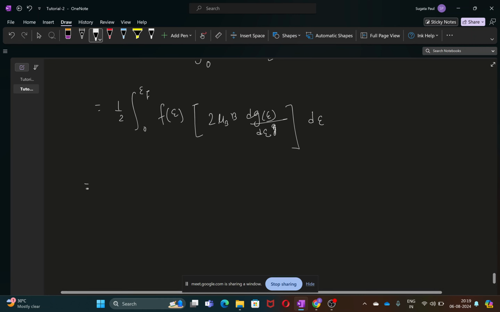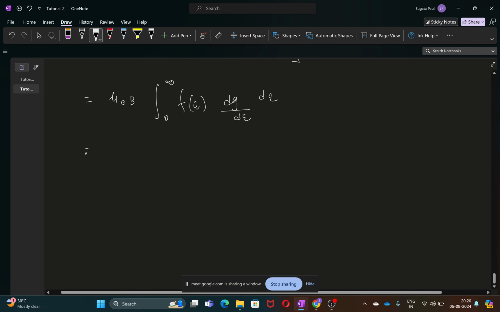Okay. So now this half factor and this 2 cancel out. Mu B is constant, so it comes outside the integration. And you are left with the integration looking like 0 to infinity f(E) dg/dE dE. Now you can take integration by parts. That will make it easier.